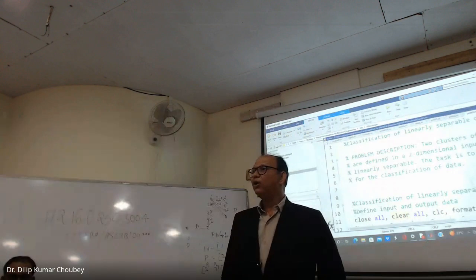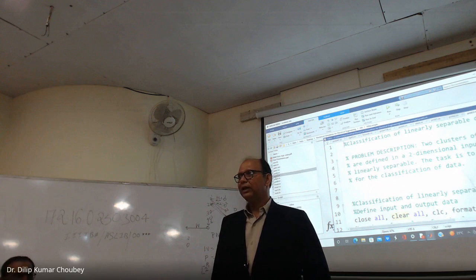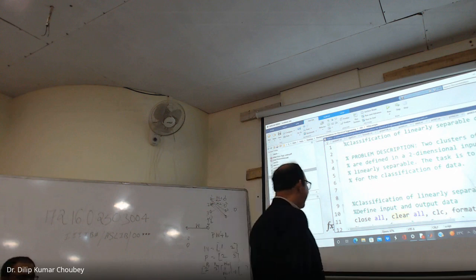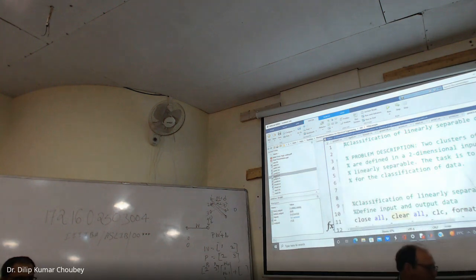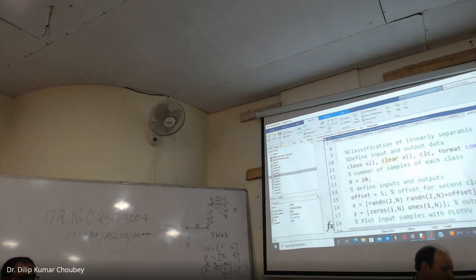The idea is to go through how you write your own program for the network. You can see that the same way we write down the number of data samples for each class, we consider 20. Offset is equal to 5. Here we do not take input data; we randomly generate the data. We consider two inputs. Random 2n means the number of samples we consider. When you put the offset, these two data sets will be different.